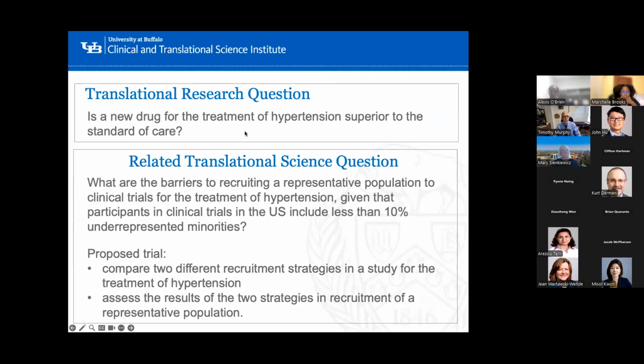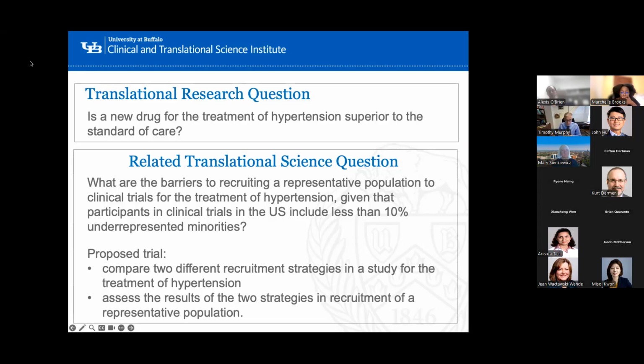So let me give you a few examples, and I think in some ways it's the examples that allow many people to understand it better. A translational research question would be: is a new drug for the treatment of hypertension superior to the standard of care? A related translational science question is: what are the barriers to recruiting a representative population to clinical trials for the treatment of hypertension, given that participants in clinical trials in the U.S. include fewer than 10% of people who are often excluded from clinical trials?